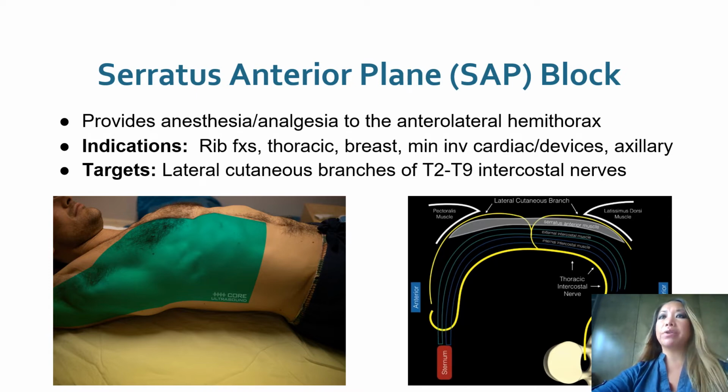As you can see in the diagram here, as the intercostal nerves course along the rib, it pierces the intercostal muscles as well as serratus anterior and sends out these lateral cutaneous branches at about the mid-axillary line. Indications for its use are pain from rib fractures, thoracic cases, breast surgeries, including axillary surgeries, and minimally invasive cardiac surgeries or implantable devices. Targets for the block are these lateral cutaneous branches of T2 through T9.